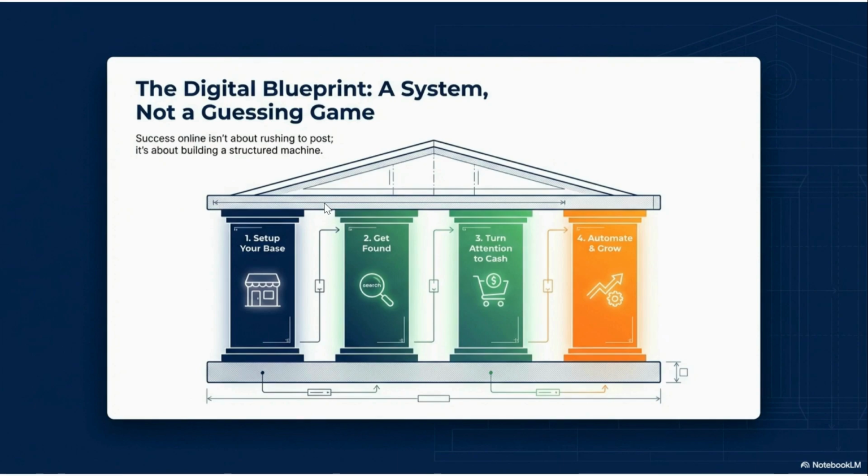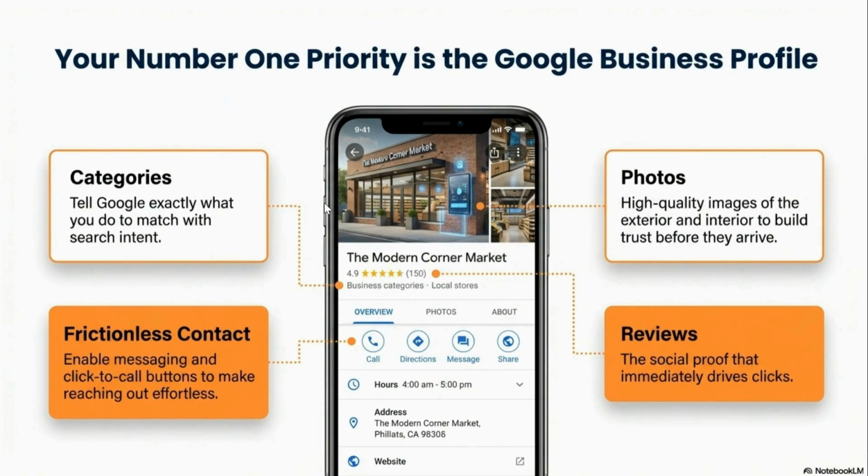The number one step to finding customers online is to set up your business. Number two step is for you to get found. Number three step is for you to get attention and turn the attention to cash. You are able to convince people to pay for what you are selling. And then the fourth step is to automate your business. Of course, there's going to be a video at the end of this class on how to automate your business.